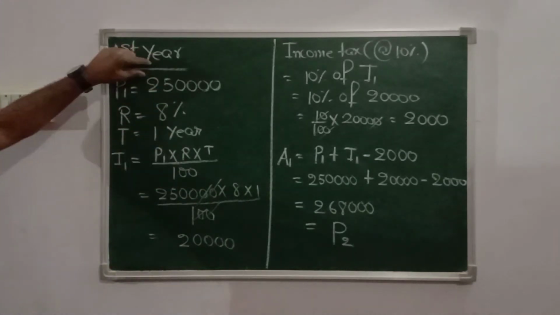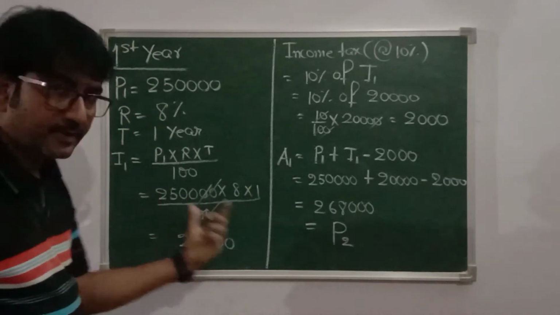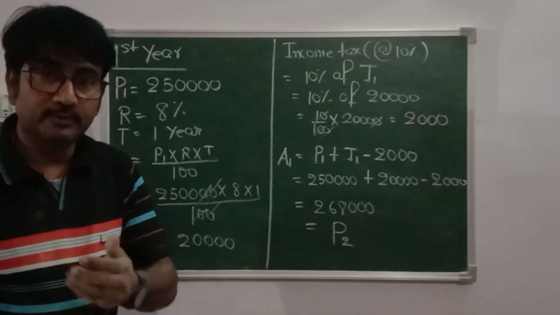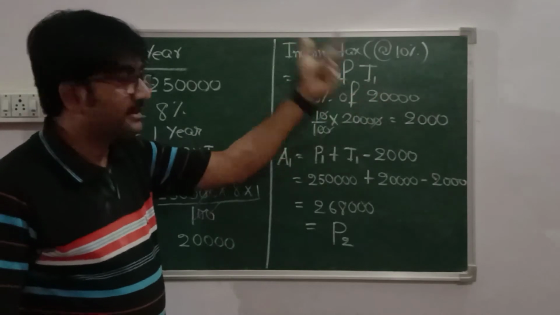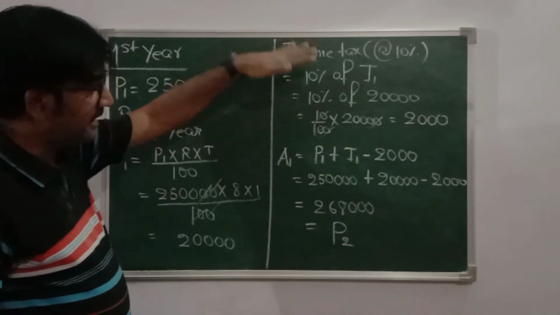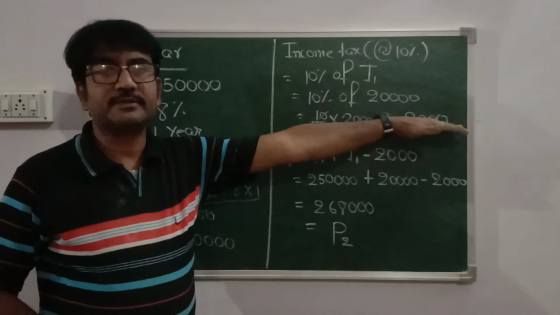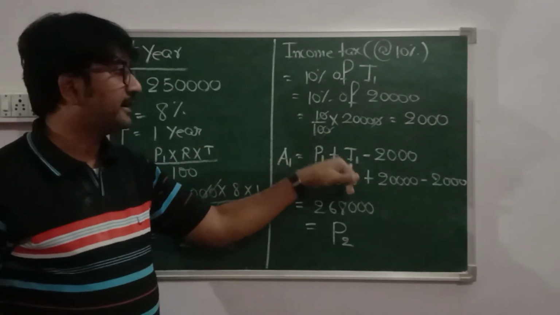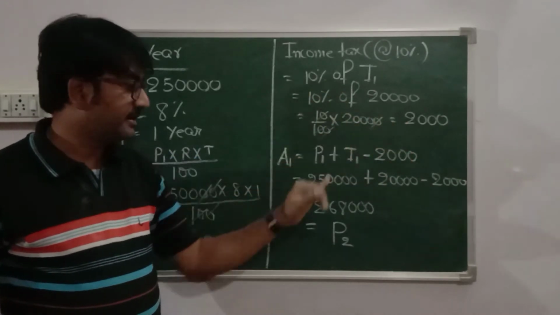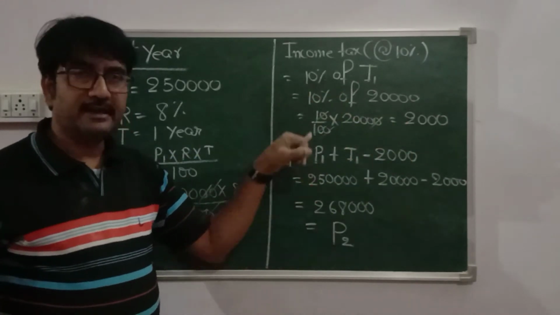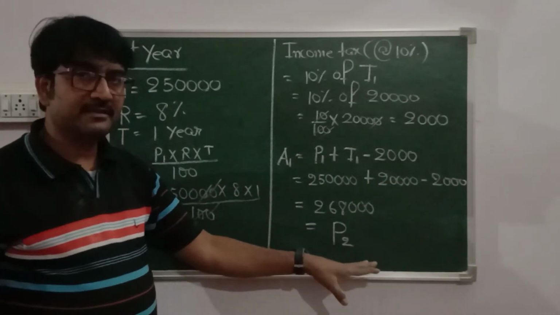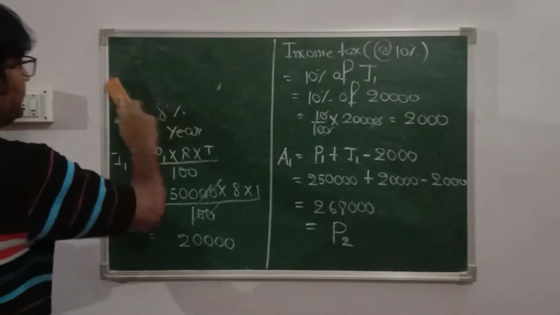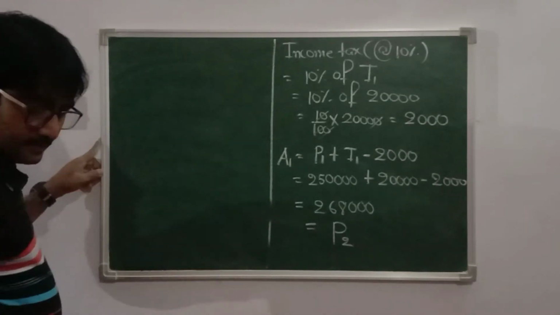So this is it. We have found the interest for the first year, that is 20,000, and according to the question, income tax is deducted, but from what? 10% of the interest is deducted. So we have deducted 10% of the interest, that is 2,000. Now the final amount stands to the principal plus the interest minus 10% of the interest, and that is coming to 2,68,000. And this will be obviously the principal for the next year. So we move on to the second year.